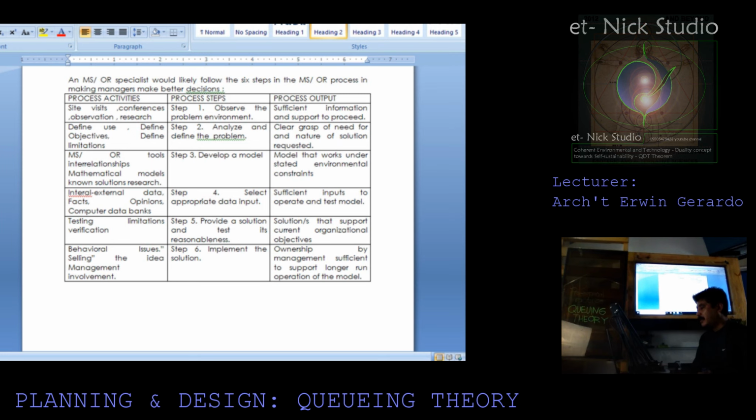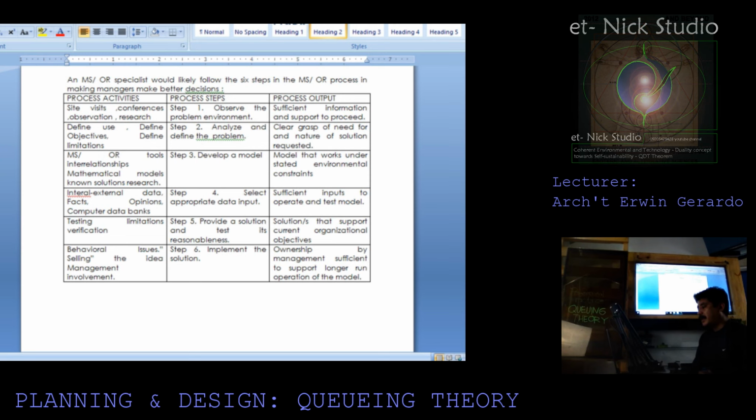Then what is your process output? Sufficient information and support to proceed. Another way of performing the process activity is to define your objective, and also define the limitations of your study. Then the process steps, under step 2, analyze and define the problem. Then your process output: you must have a clear grasp of the need and the nature of the solution requested.